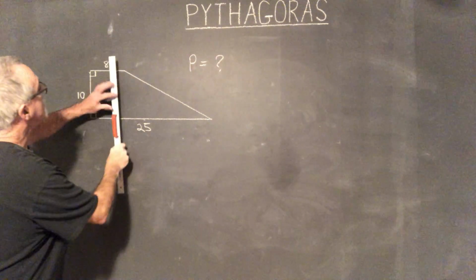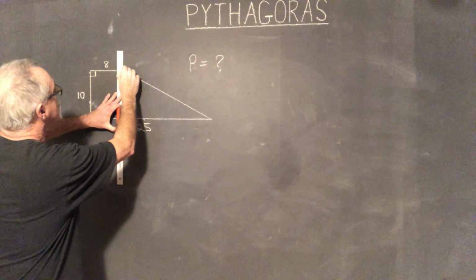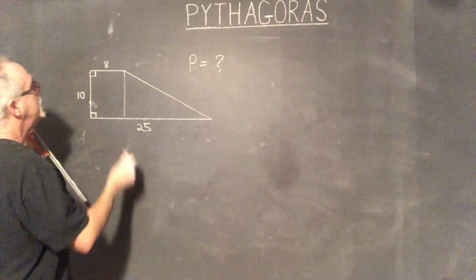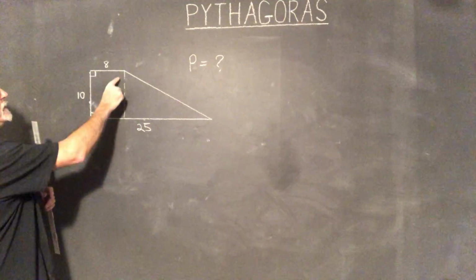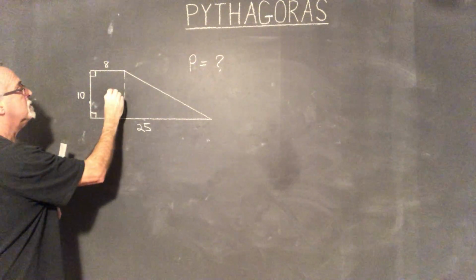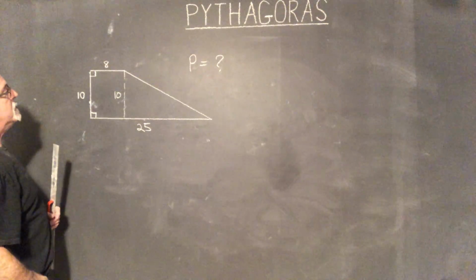What we can do is we can do what's called dropping an altitude or dropping a height, drawing a height here. If I want, I can put it as a dotted line. I kind of like doing that. This is also going to be 10 because these two sides are parallel to each other.